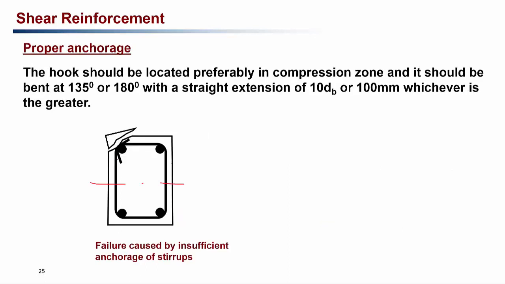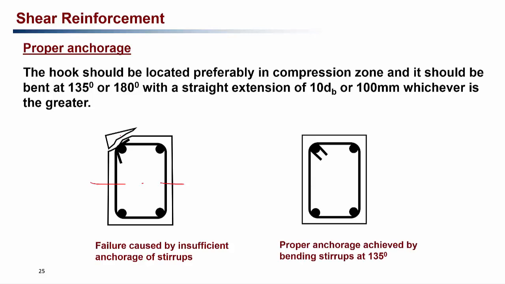And also 135 degree or 180 degree hooks are preferred, because if there is not enough bending of the stirrups, the stirrups can open up and it can spoil the concrete like this one if there is no adequate bending. So what is preferred is proper anchorage achieved by 135 degree bending. And also the length of the straight portion of this bent portion is 10 times the diameter of the bar or 100 millimeter.